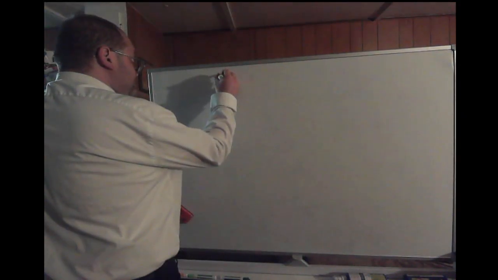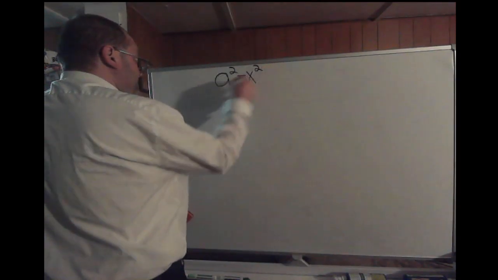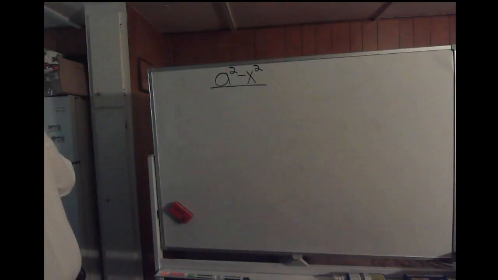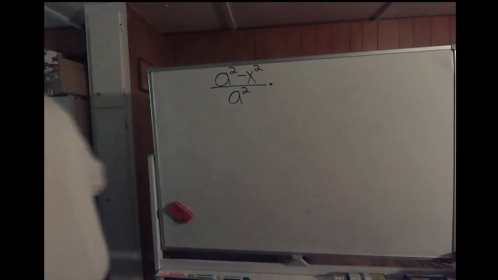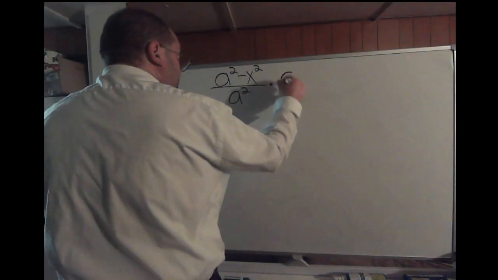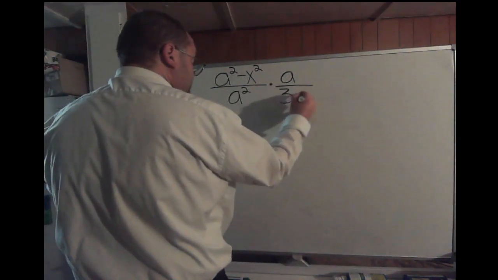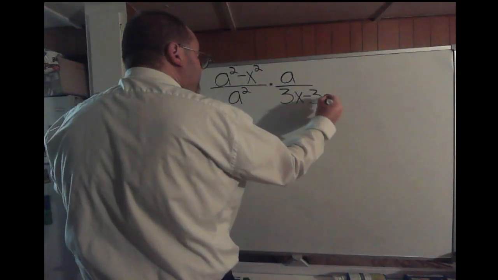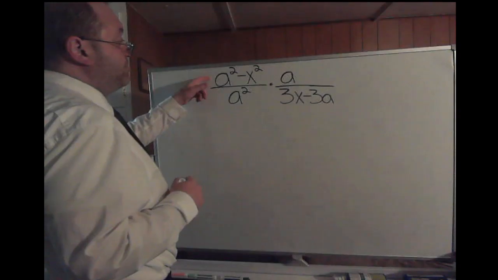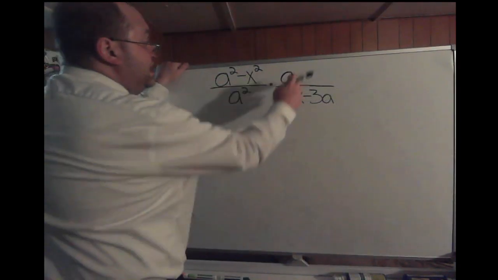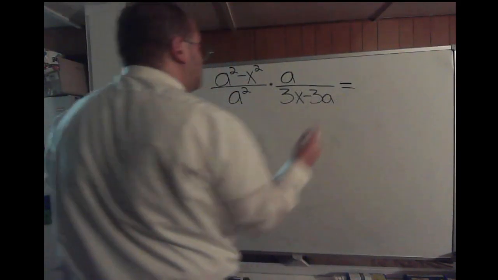Let's see, we got a squared minus x squared all over a squared times a all over 3x minus 3a. Alright, so we have a squared minus x squared all over a squared times a all over 3x minus a. Well, let's go ahead and start factoring here.